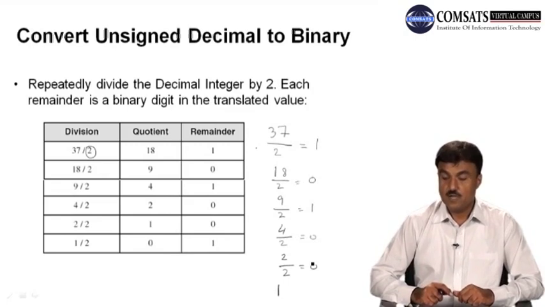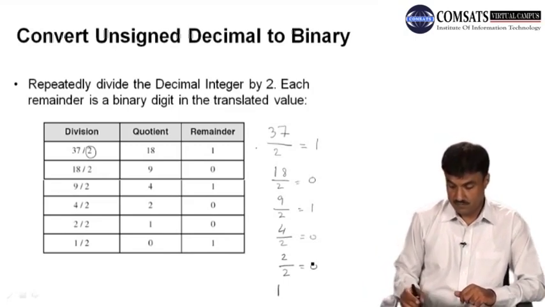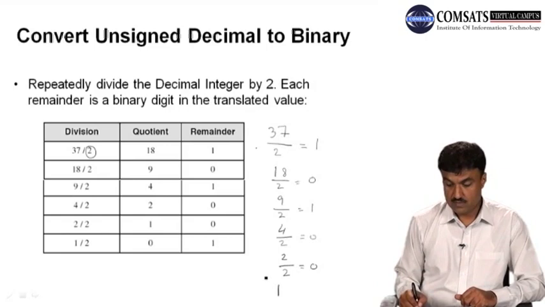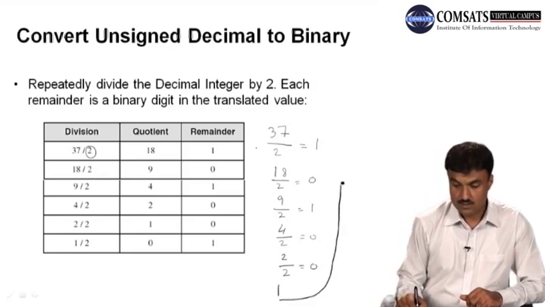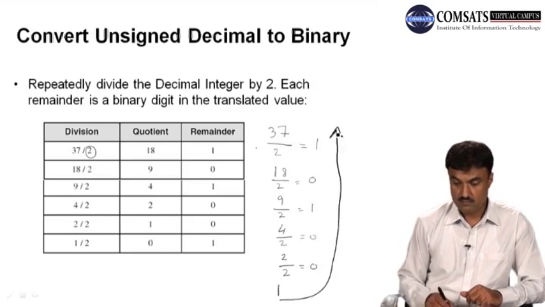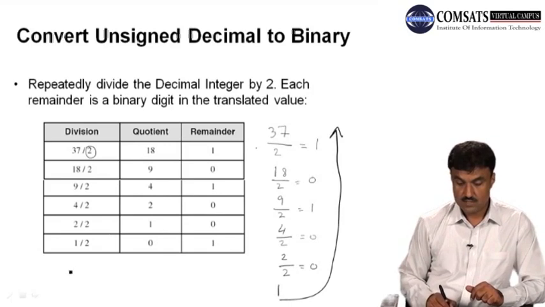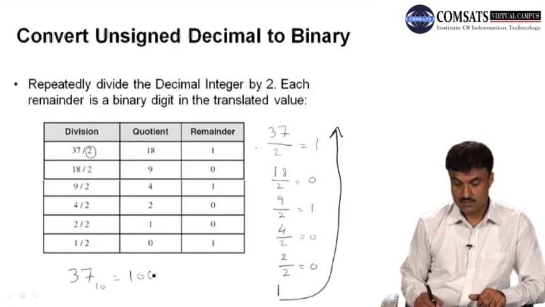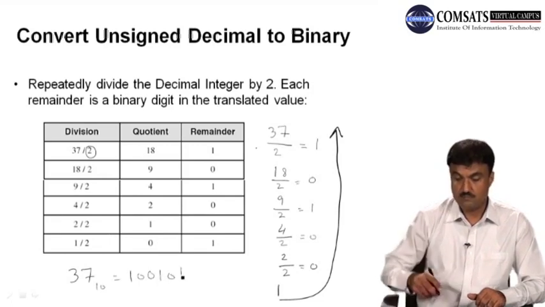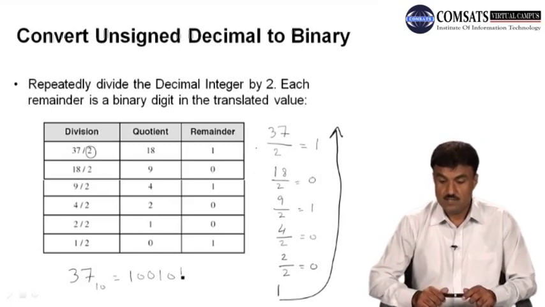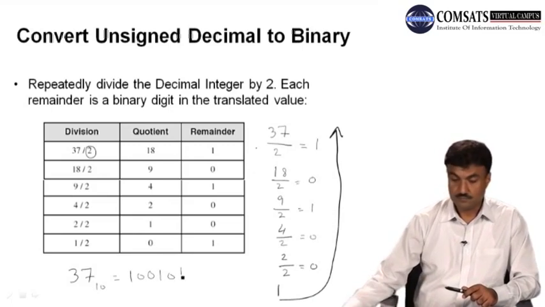Now, this complete process has been finished. Now we start writing from here in this direction to represent a binary number. For example, the binary equivalent of the decimal number 37 is 100101. So this is the binary equivalent of the decimal number 37.